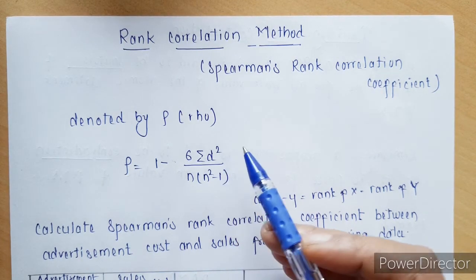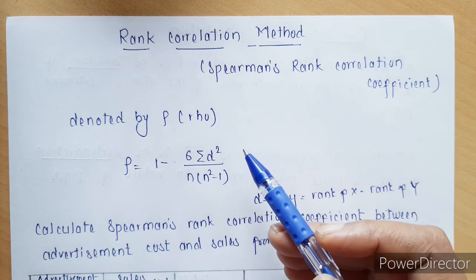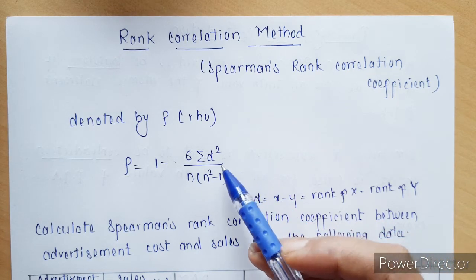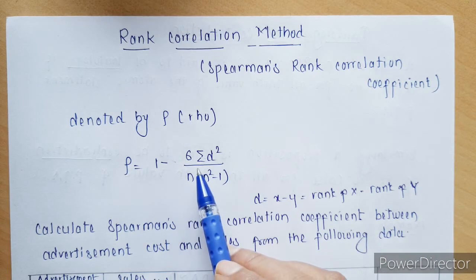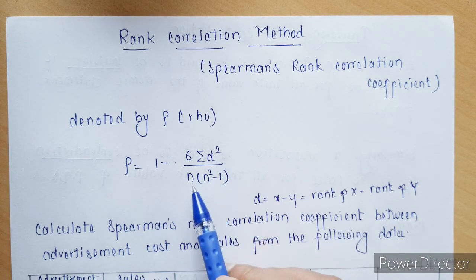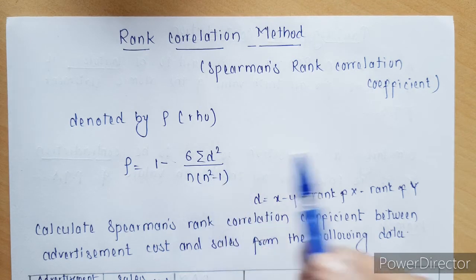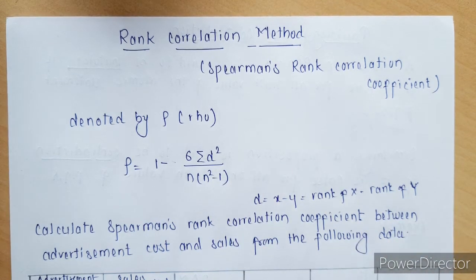This Spearman rank correlation coefficient is denoted by the letter rho. It is given as 1 minus 6 times sigma d square upon n into n square minus 1. Here d is nothing but the difference between the rank of variable x and the rank of variable y, the variables which you are comparing.